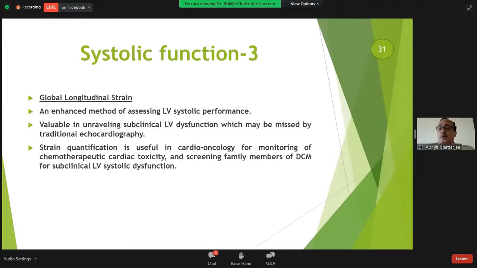I have shown global longitudinal strain, and I've also discussed the fast Fourier transformation. It is an enhanced method of assessing left ventricular systolic performance. It is valuable in unraveling subclinical left ventricular dysfunction, which may be missed by traditional echocardiography. Strain quantification is useful in cardio-oncology for monitoring of chemotherapeutic cardiac toxicity and screening family members of dilated cardiomyopathy patients for subclinical LV systolic dysfunction.